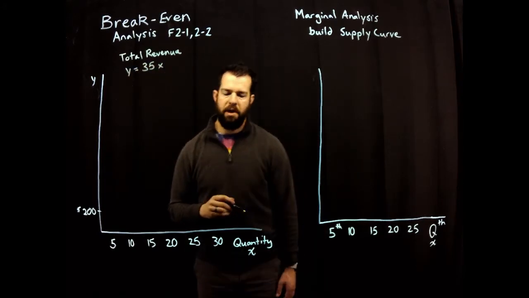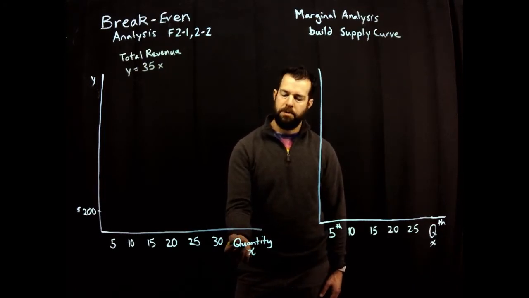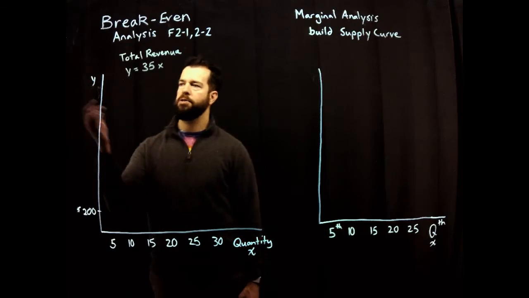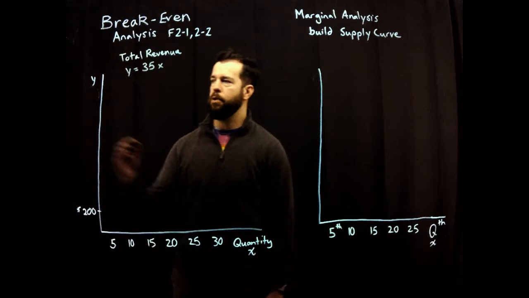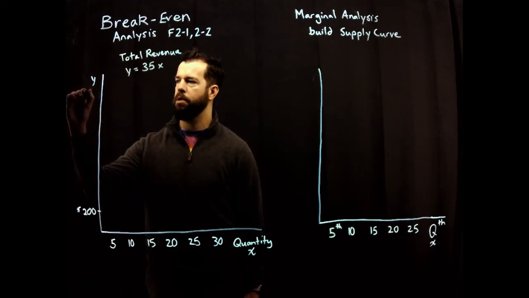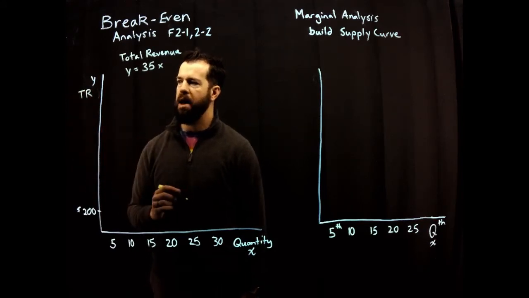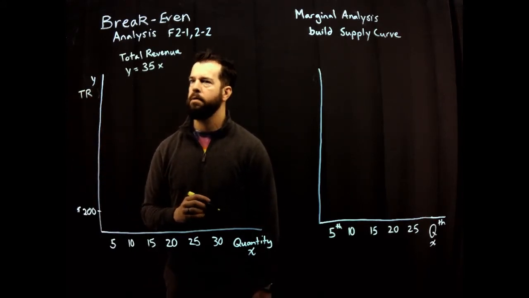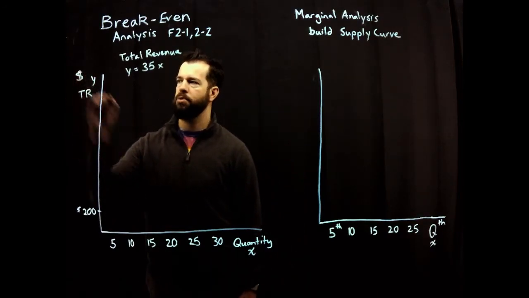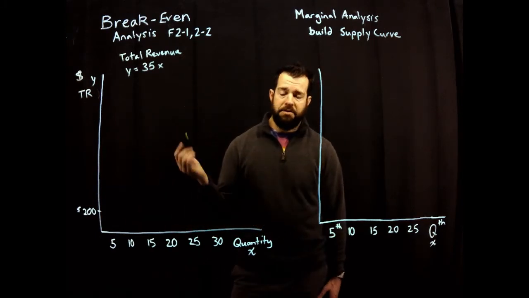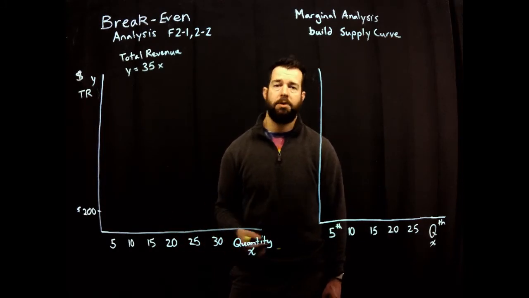Okay. You might have noticed from this graph that x is the variable that represents quantity. And the question is, well, what does y represent? Well, y is going to represent a couple of things. One of those things is going to be total revenue. So I'm going to put this to let you know that we're mapping total revenue here. And revenue is expressed in dollar terms. So basically everything in dollar terms for both graphs is going to be on the y-axis, and everything in quantity terms is going to be on the x-axis.